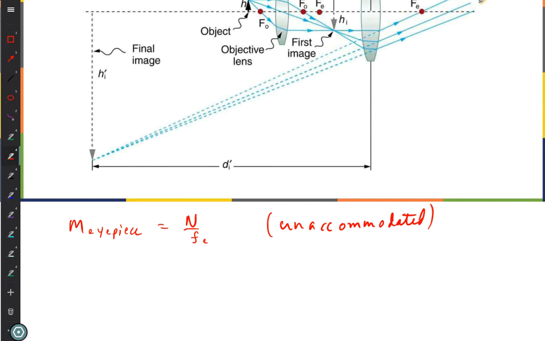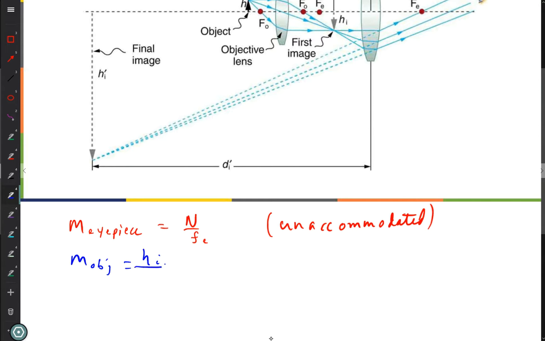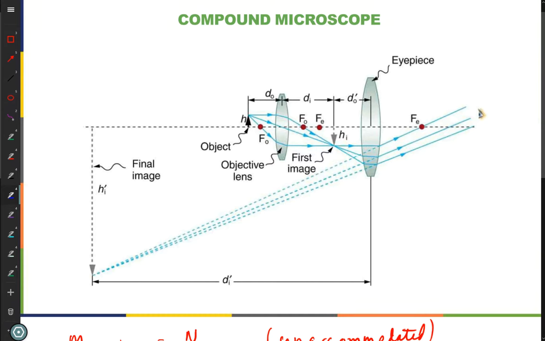So we have the magnification of eyepiece, and then we're going to have the magnification of the objective, which is the height of the image from the objective divided by the height of the object for the objective. Notice the terminology here. There's no prime for height image if it's the image of the objective. And that height of the image becomes the object, well, the image from the objective becomes the object for the eyepiece.